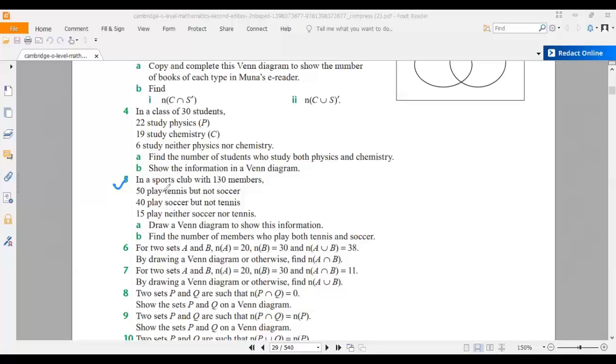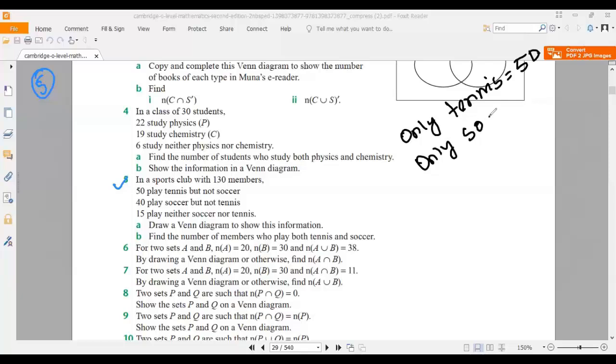So here, 50 play tennis but not soccer. That means this is the number of students who only play tennis. So only tennis players will be 50. Only soccer players will be 40. Here, 15 play neither soccer nor tennis. That means neither soccer nor tennis will be 15.